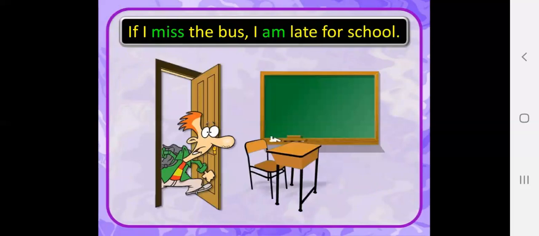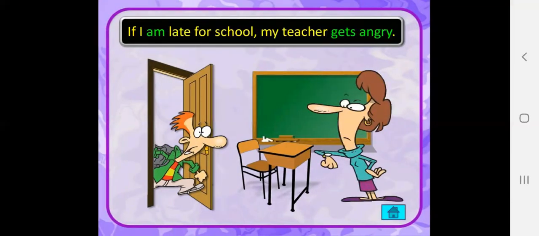And if I miss the bus, I'm late for school. Here also you can see these are the zero conditional, which means these are the facts, the obvious things. If I miss the bus, I'm late for school. You see the connection. If I oversleep, I miss the bus. And if I miss the bus, I'm late for school. If I'm late for school, my teacher gets angry.